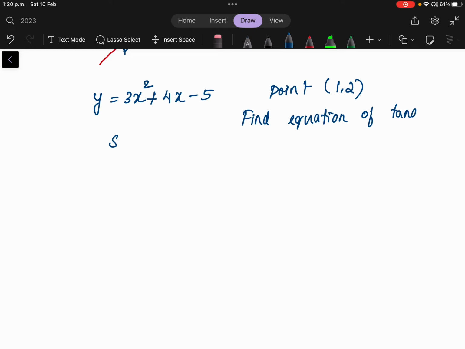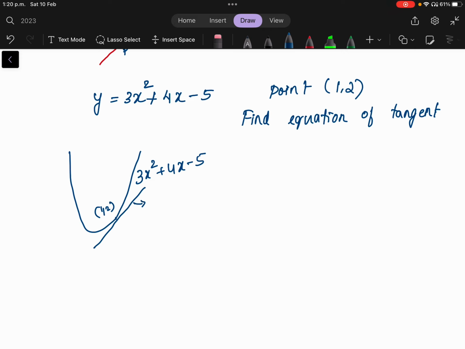of tangent. Now remember, this is a joint question out of differentiation and calculus. So here is the equation y is equal to 3x square plus 4x minus 5, and this is a point. Let me give you a pictorial representation of this. This is the curve 3x square plus 4x minus 5, and there is a point here (1, 2), and there is a tangent which is going. So you have to find the equation of this one.